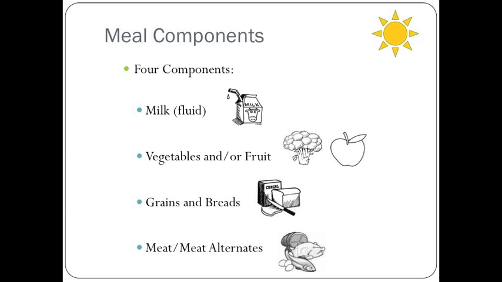Here are the 4 meal components identified in the Summer Food Service Program: milk, vegetables and/or fruit, grains and breads, meat alternates. Please see the Summer Food Service Program Meal Components training video for more detailed information on individual components.